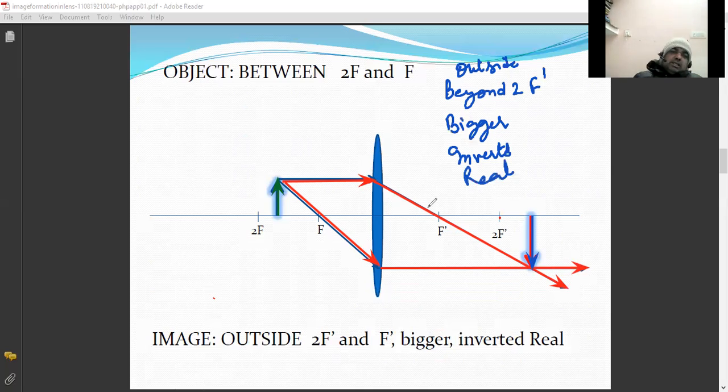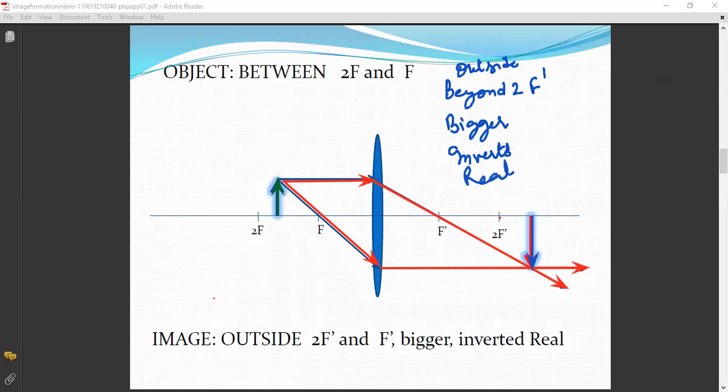You have to understand, in the case of a convex lens, except one case, in all the cases, the image formed is real. I hope you are following it. You'll be able to understand it also. So don't worry about this.